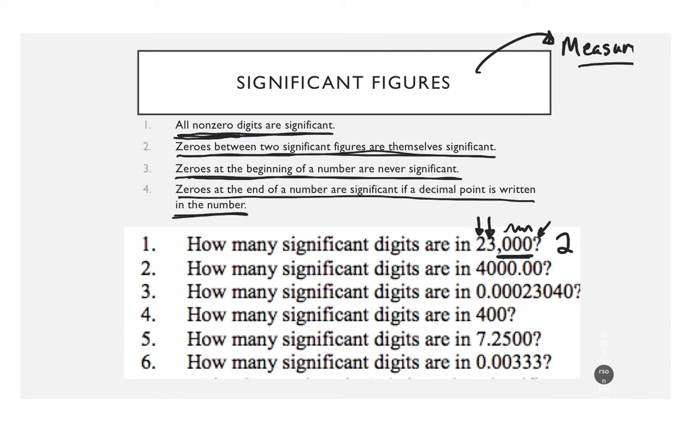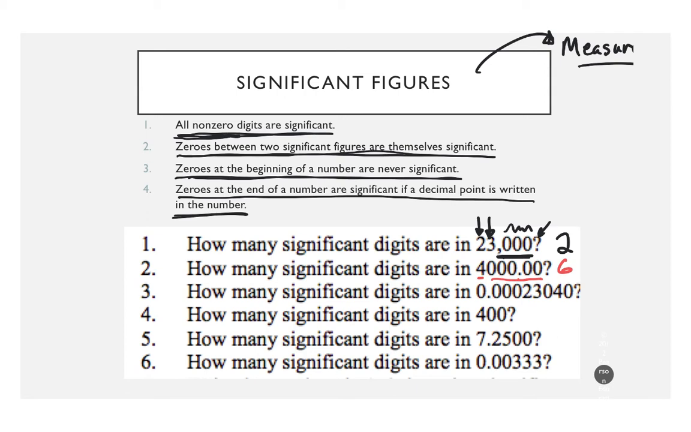All right, let's go through these. How many significant digits are in 4,000.00? The 4 is significant. The zeros at the end of a number are significant if a decimal point is written in the number. There is a decimal point, so all of these zeros at the end are significant. Therefore, we have 6 significant digits here.